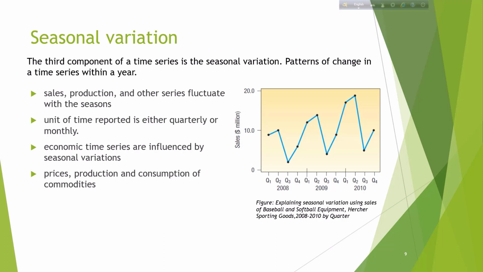Here, the figure is an example of seasonal variation using sales of baseball and softball equipment, Harsar Sporting Goods, 2008 to 2010 by quarter. So there is a distinct seasonal pattern to its business. Most of its sales are in the first and second quarter of the year, when schools and organizations are purchasing equipment for the upcoming seasons. During the early summer, it keeps busy by selling replacement equipment. It does some business during the holidays in the fourth quarter.